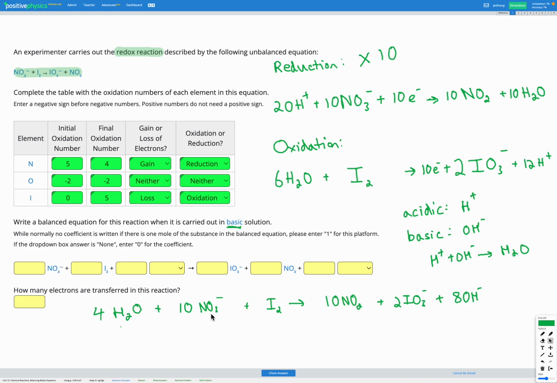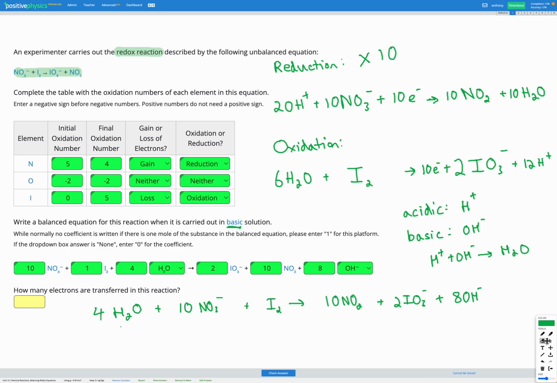So we had 10 NO3 minus ions on the left. We have 1 I2 on the left. And we had 4 H2O on the left. So we've got H2O and we had 4 of them. On the right, we have IO3 minus. We've got 2 of those. For NO2, we've got 10 of those. And finally, we have 8 OH minus. Excellent. So we've gotten that right.